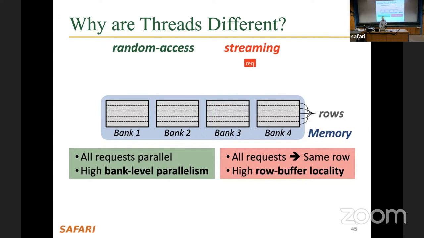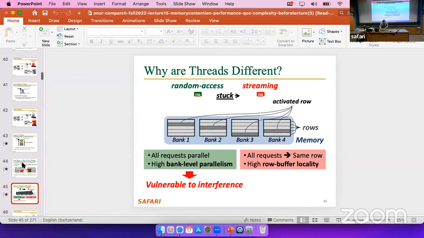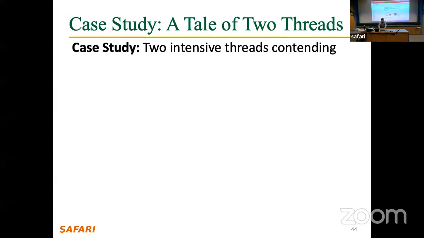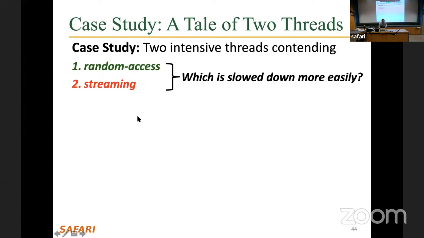These are the characteristics we have seen before. If they're scheduled together and somehow the random access thread gets deprioritized, the poor thread gets delayed for a long time behind the streaming thread. As a result, it gets slowed down much more than the streaming thread would have been slowed down if the random access thread was prioritized over it. That's what this figure over here shows. If you prioritize the random access thread, the streaming thread slows down substantially. But if you prioritize the streaming thread over the random access thread, the random access thread slows down a lot more. These are very extreme microbenchmark studies. Actually, I don't think this was a real system, but you have to read the paper to figure that out because I don't remember.